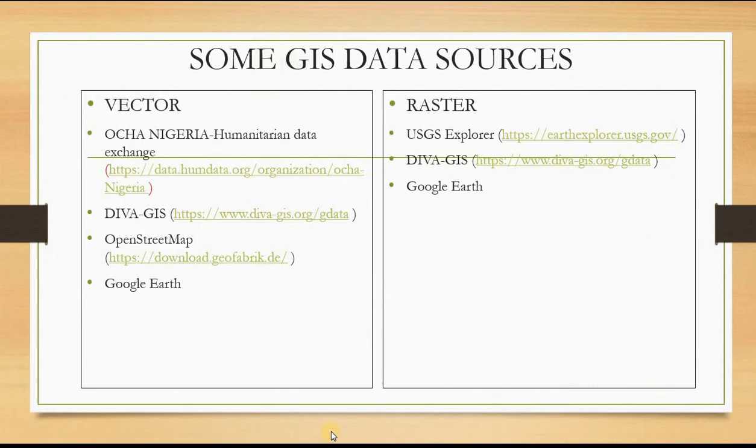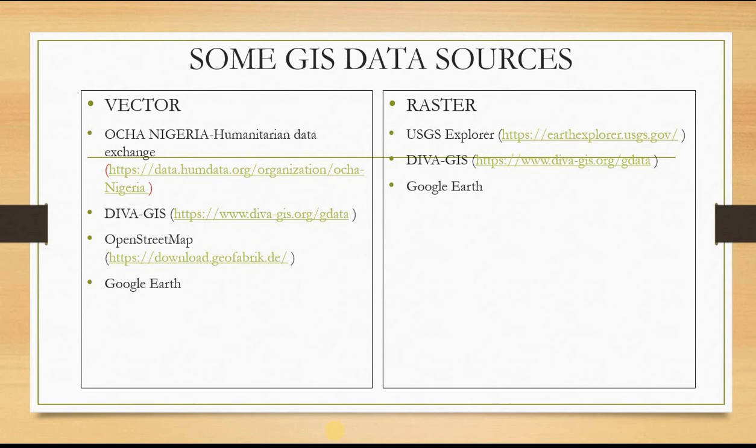Like we know, there are various GIS sources. The list is endless. These are just some of the GIS sources, and we know we have vector GIS data as well as raster GIS data, and we'll be discussing some of the sources for the vector GIS data, and also some of the raster GIS data sources.